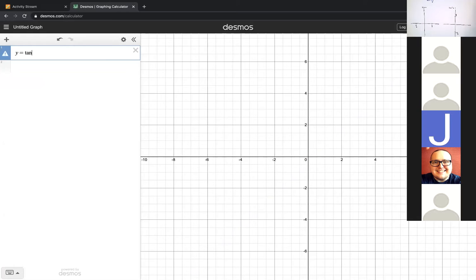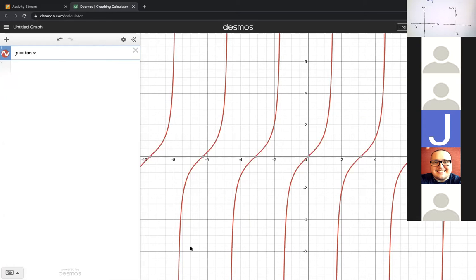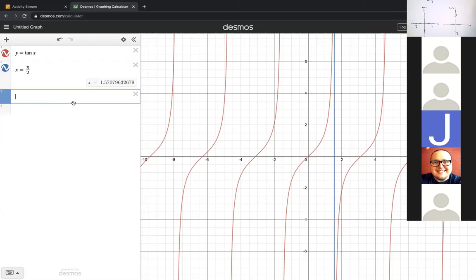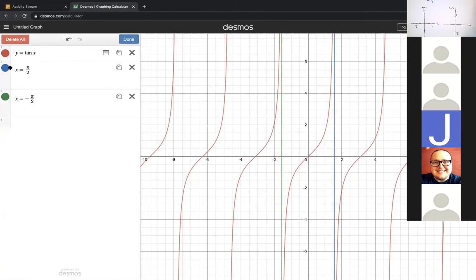So everyone's probably familiar with tangent. It has this repeating pattern of vertical asymptotes. So you might remember it has a vertical asymptote at pi over 2 and also minus pi over 2. Maybe we can graph some of those vertical asymptotes in. Make those lines dotted so they don't stand out quite as much. So tangent has this repeated vertical asymptote pattern.